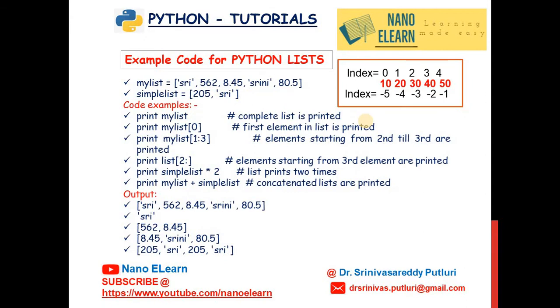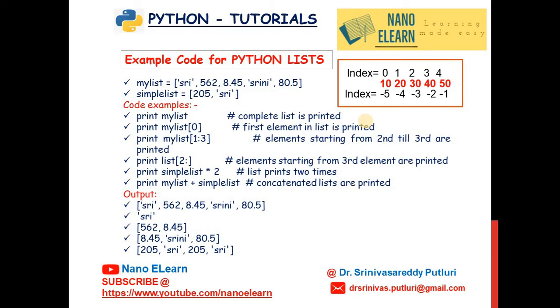These are a few example codes for Python lists. As I just explained, if we consider there are 5 elements, 10, 20, 30, 40 and 50, in a list, the forward index will start from 0, 1, 2, 3, 4. The reverse index will start from -1, -2, -3, -4 and -5.